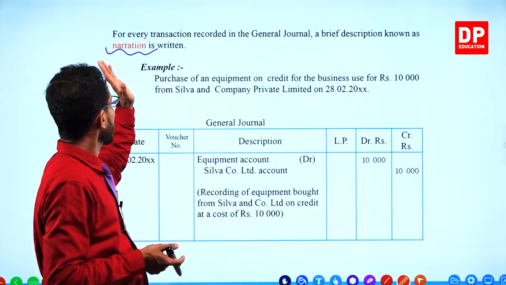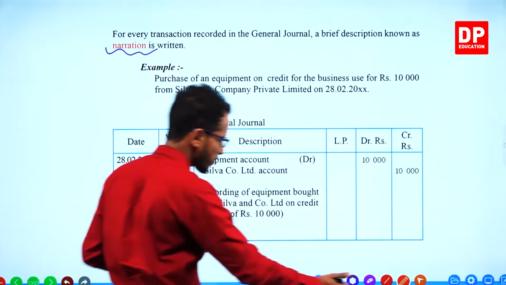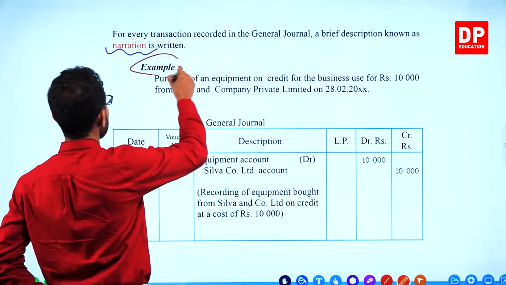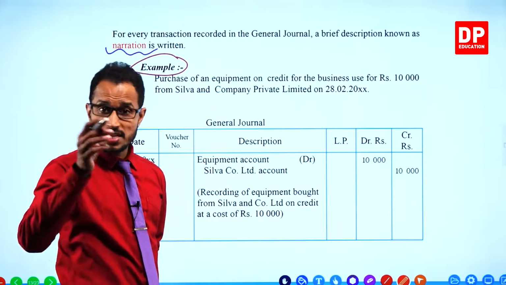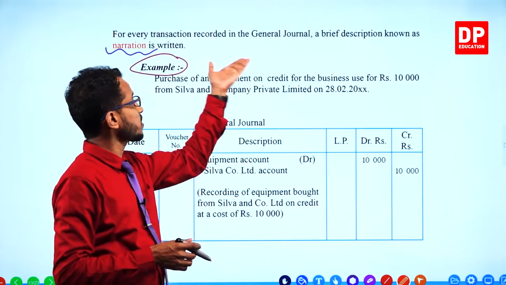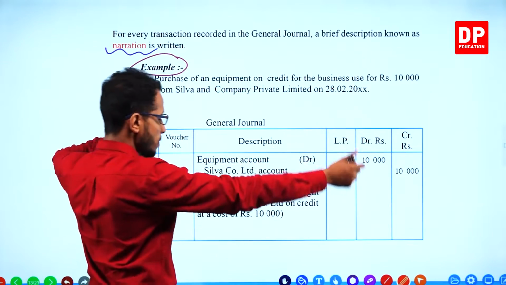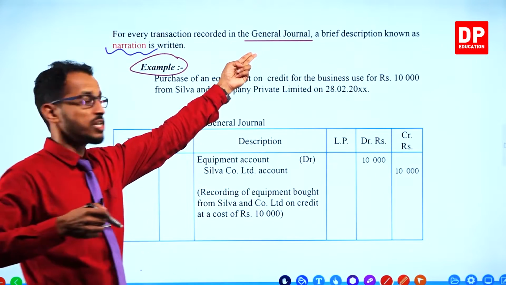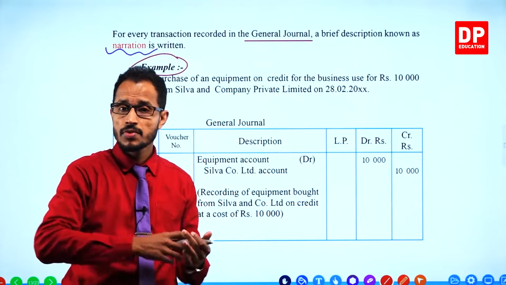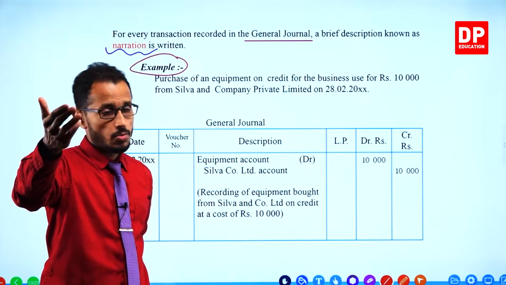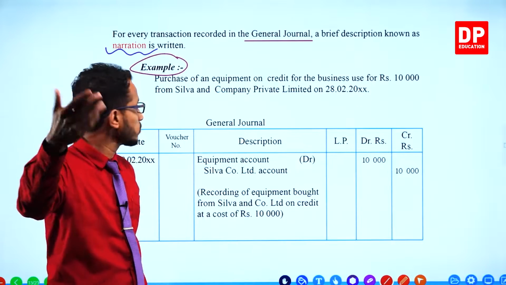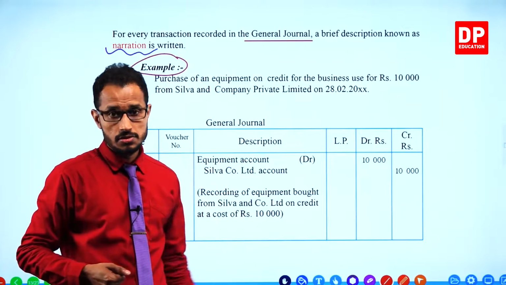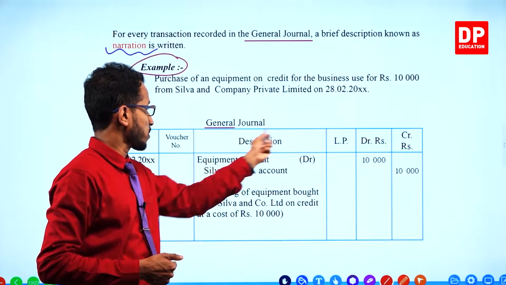Okay. Example, we have an example transaction here. All right, now tell me, what type of transactions do we enter in the general journal? Tell me. Someone of you. Just a few minutes ago, we discussed the types of transactions entered in the general journal.